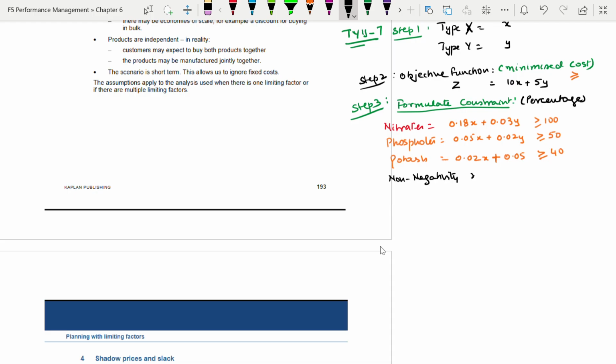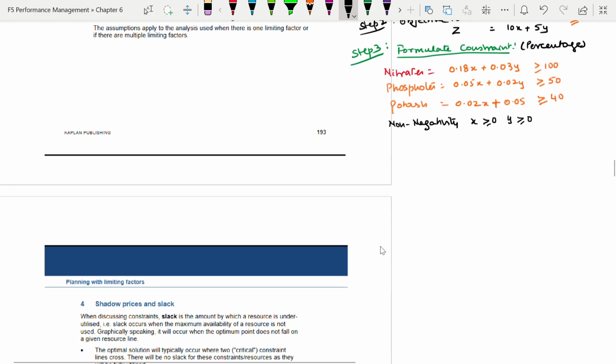X is greater than or equal to 0, because of cost, is it right? Y is greater than or equal to 0. Now, this is what we have done with respect to step 3. Step 4: we have to calculate X and Y. What is the X and what is the Y?